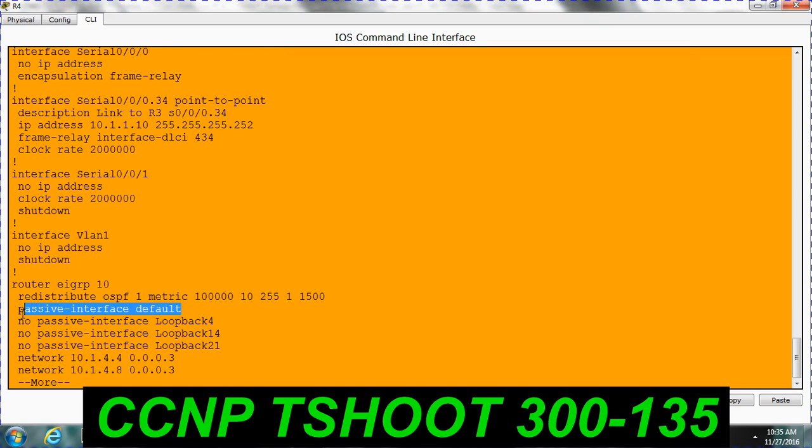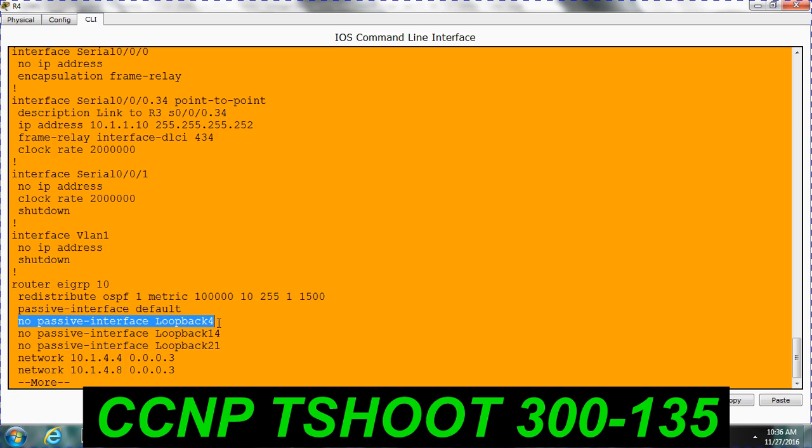See, passive-interface default. What does this command denote? Passive-interface default is nothing but, if you enable the passive interface, it won't send the hello packets to any of the interfaces. By default, it will block all the interfaces from sending hello packets or doing the handshake between the neighbor routers. But after configuring that, you can still enable no passive-interface for the specific interfaces that need to send the hello packets and establish the neighborship with the neighboring router.